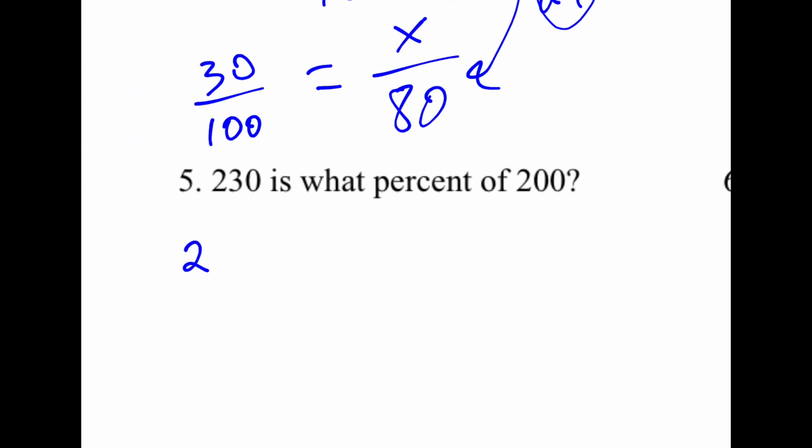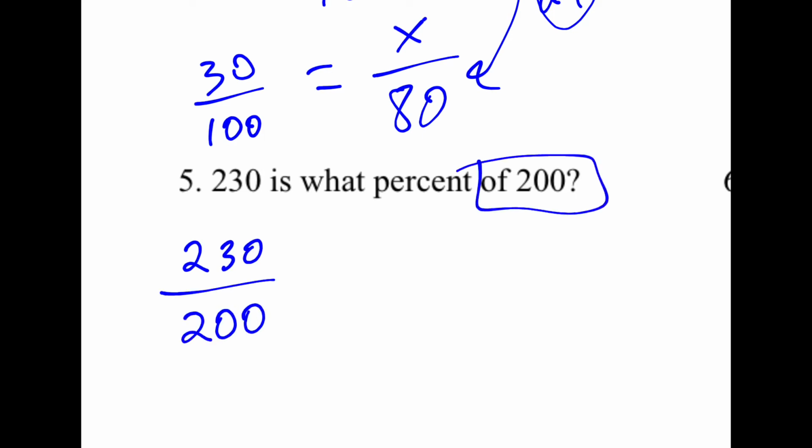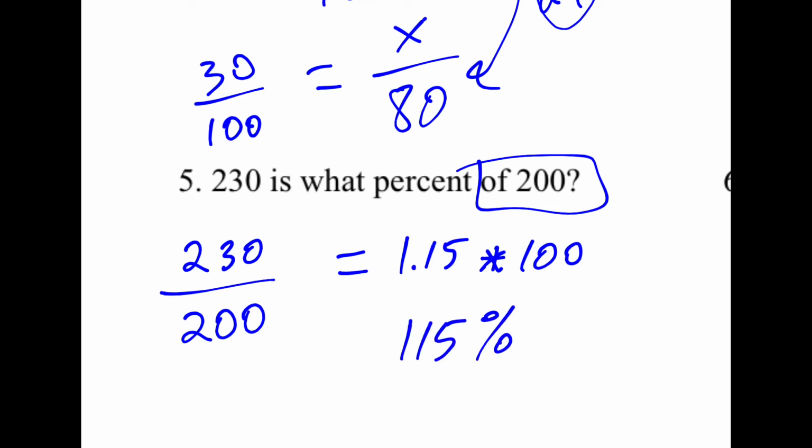Next up, 230 is what percentage of 200? Because it says of 200, you're dividing like this. This gives you 1.15. If you multiply that by 100, it moves the decimal place over twice, which is how you calculate percentages, and you're at 115.